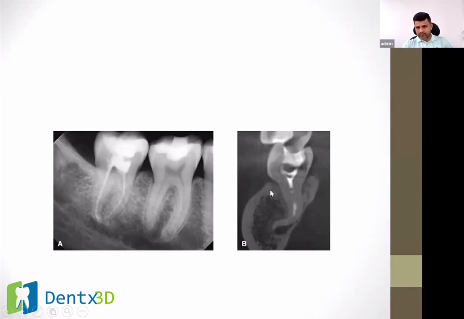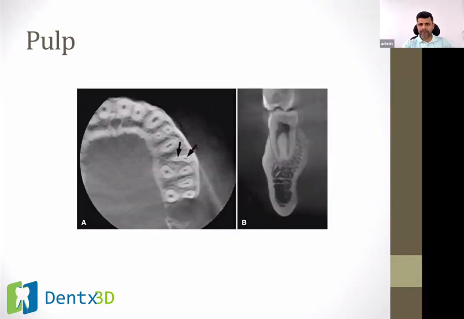See, if you see this white part, it is the buccal cortex of the bone. This is the lingual cortex of the bone. Here you can see the buccal curvature of the root, how the root is curved buccally. And this black part is the periapical abscess, which is radiolucent. Right? So these are the three basic things.